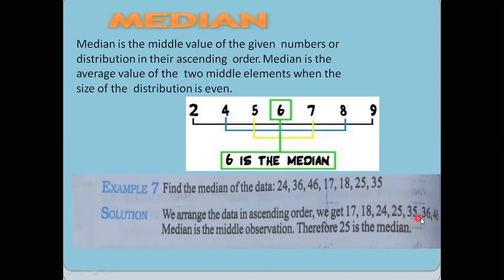Now you can say which number is in between. Here there are 3 numbers on this side and 3 numbers on this side, so 25 is in between. That means this number is in the center. So you can say that 25 is the median. The median is the middle observation, therefore for the given data, 25 is the median.